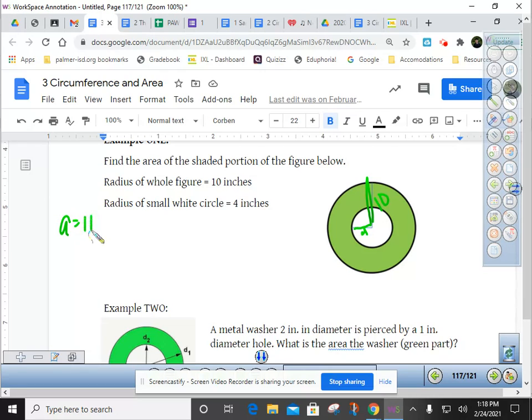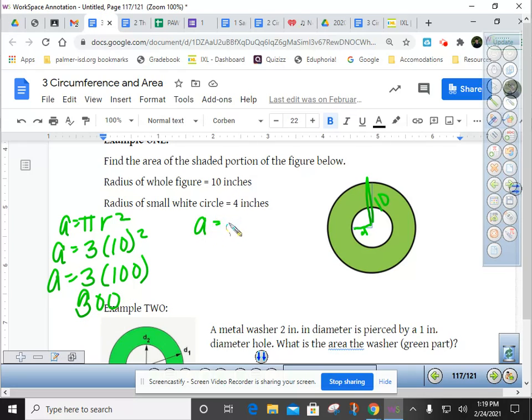Area equals pi r squared. You can use 3 for pi. Area equals 3 times 10 squared. When you do this on IXL, you cannot use 3. They make you use 3.14. But in the essence of time, what's 10 squared? 100. So the area of the big one is 300.